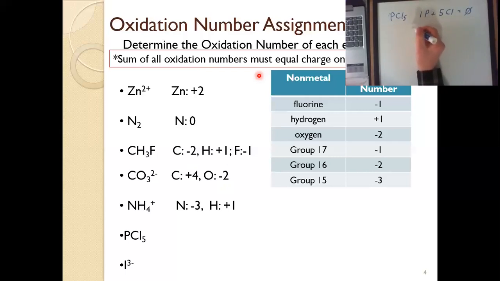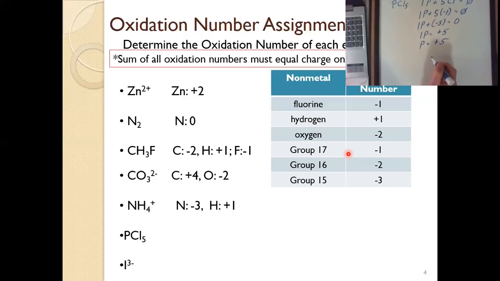So we have rules regarding both phosphorus and chlorine. Chlorine's group 17, phosphorus group 15, but group 17, chlorine, is higher in this priority table. So I'm going to treat phosphorus as my unknown, and then state that chlorine will prefer to have a -1 oxidation number. So with that in mind, we get 1 phosphorus plus a -5 equals 0. 1 phosphorus equals +5. So therefore, phosphorus would have a +5 oxidation number in this case.